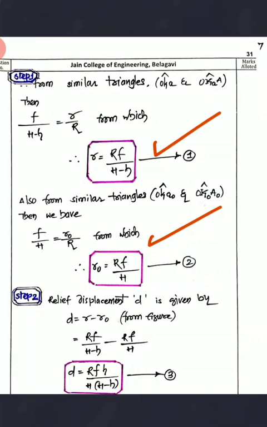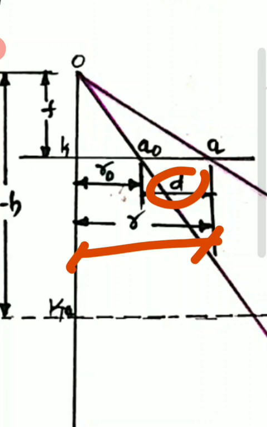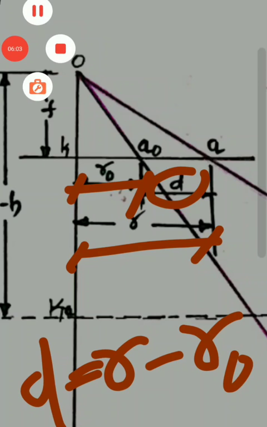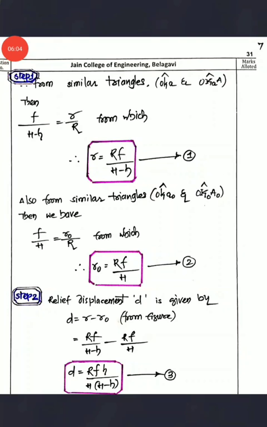Now this relief displacement, if you see the figure, here you can see how to get this d. It is very simple. Now this R minus r naught is going to give you the d. So that is R minus r naught equals d. By using this we are going to determine d. Now here you can see that relief displacement d is given from the figure, that is R minus r naught.